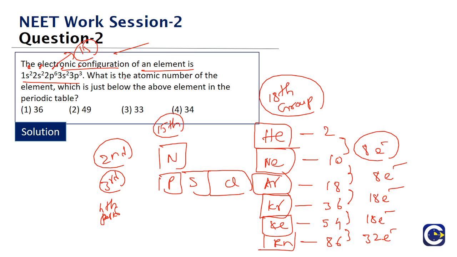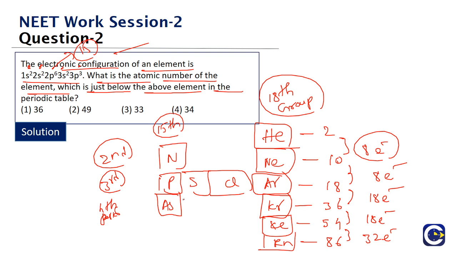Okay, now let us come back to the question. What is the question? What is the atomic number of the element which is just below the above element? So below phosphorus, right? What is this element? If you understand the table a little bit, what comes below phosphorus? Nitrogen, phosphorus, then it will be arsenic. So they are essentially asking what is the atomic number of arsenic.